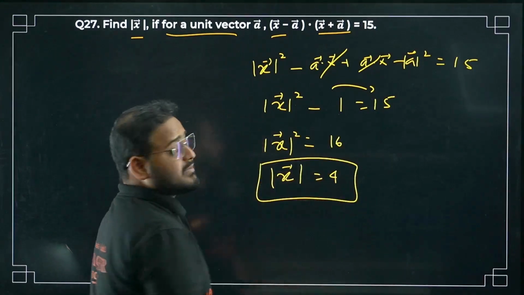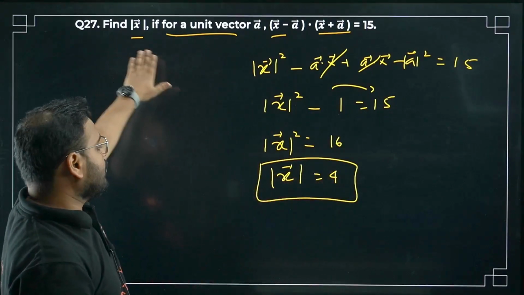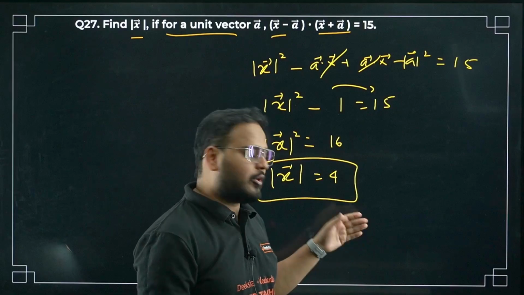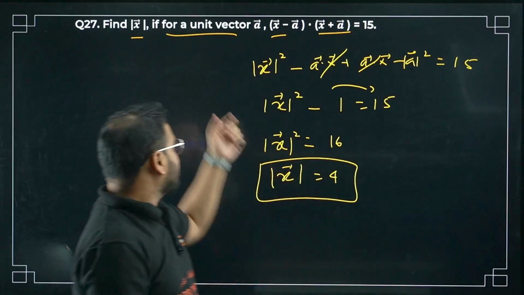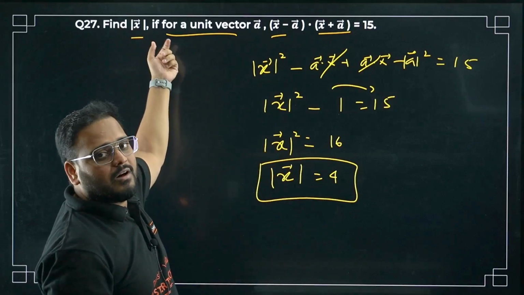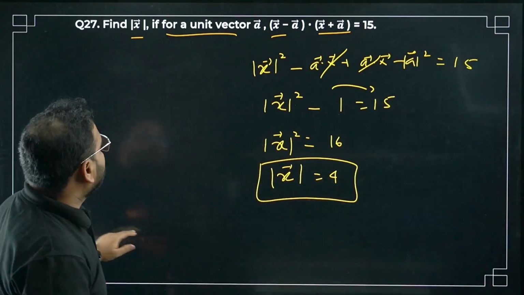Don't write the answer as plus minus 4. Why? What are they asking? Magnitude only. So only plus 4 you will write. When you take the root you get plus minus 4, but that's the incorrect answer. Here they are asking only the magnitude, mod of vector x, so only plus 4 will be there. Question is done.